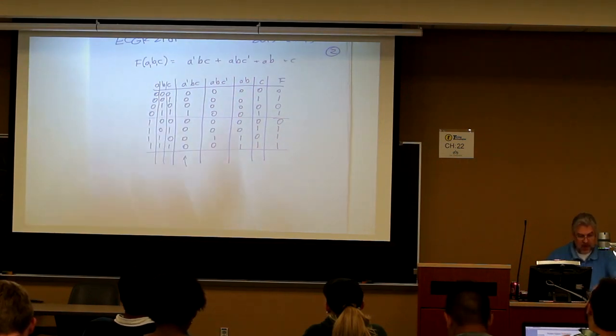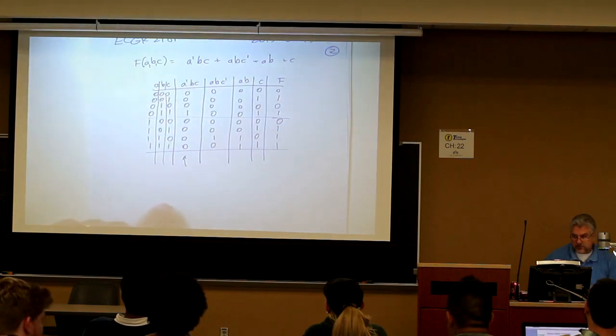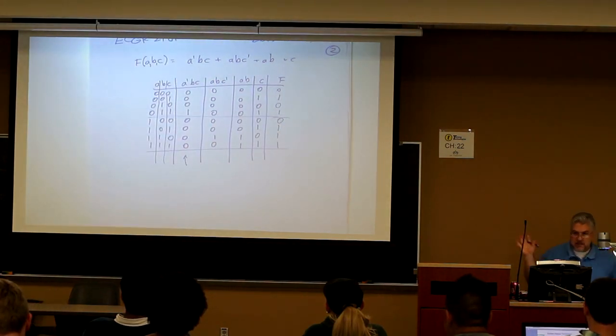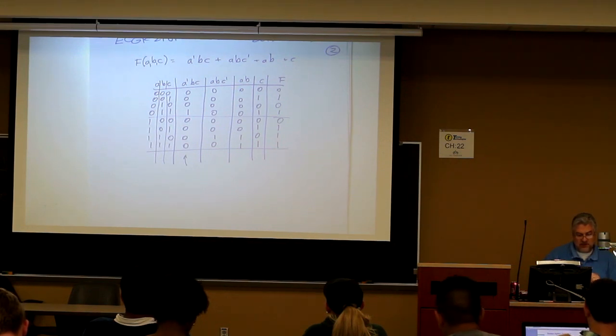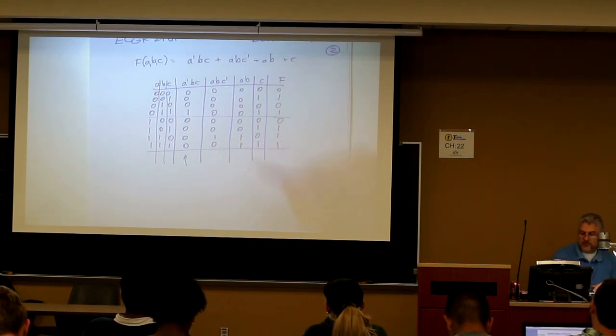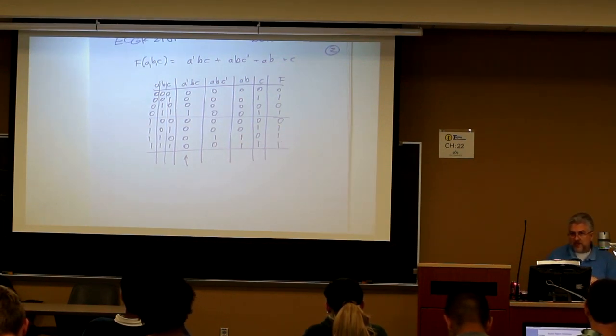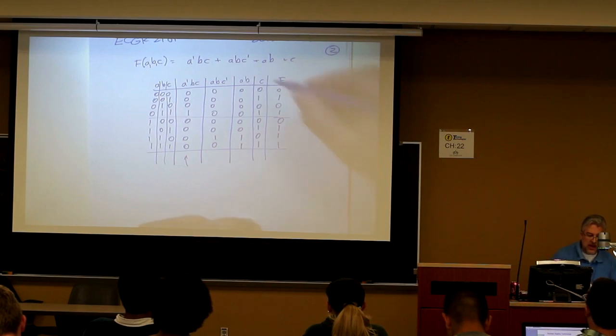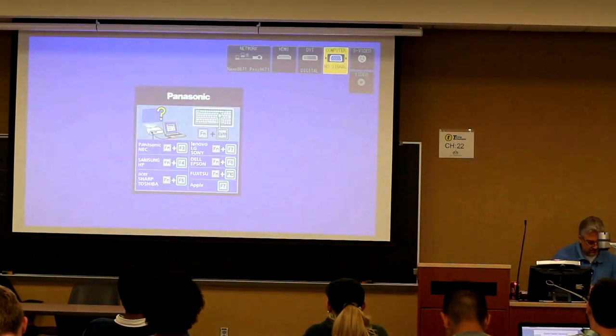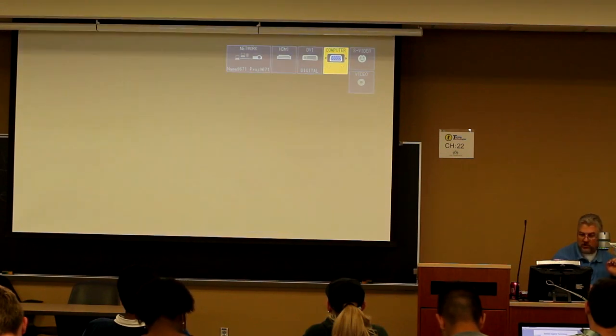Same with this one, right? But now we have 2 possible inputs, so it doesn't matter what C is. We're just going to be looking to make sure that A and B are both 1s. So in this case, 2 of the 8 possibilities will be 1.